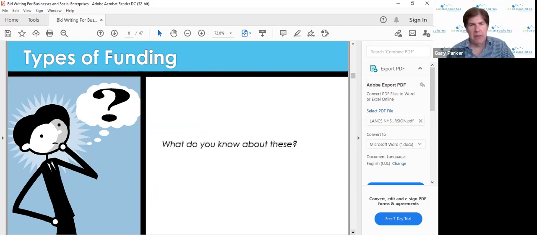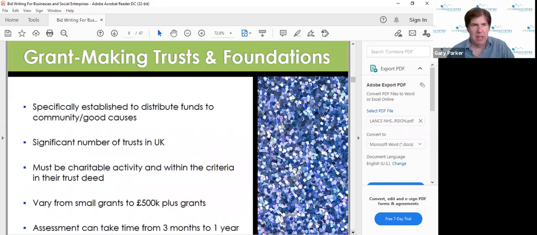So what do you know about these? So let's have a look at them. Grant-making trusts and foundations, that's charitable trusts of various types. They've specifically established to distribute funds to community groups and good causes. There's a significant number of trusts in the UK. Basically, it must be charitable activity, and within the criteria in their trust deed, that's their governing document, they have to make grants related to that.